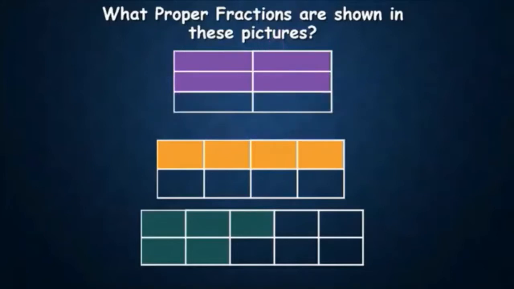Now let us do the second one. In the second one, 4 parts are shaded and 4 are not. So what is 4 plus 4? It is 8. So the proper fraction for the second one is 4 by 8. Now let us solve the third one. What is the proper fraction for the third one? There are 5 parts shaded, whereas 5 parts are not shaded. So 5 plus 5 is equal to 10. So the proper fraction for the third one is 5 by 10.